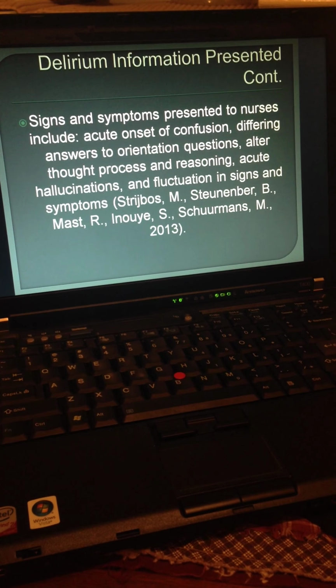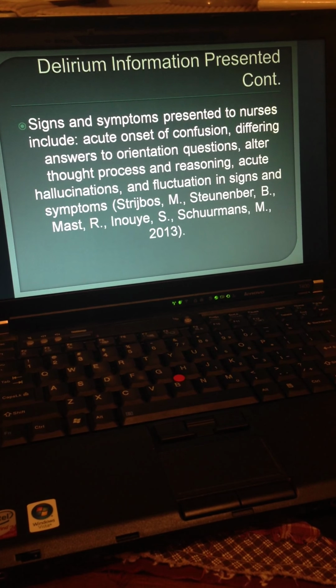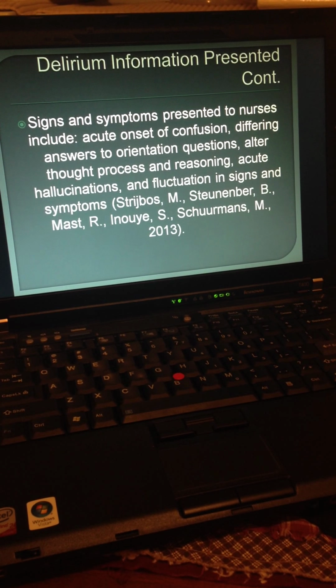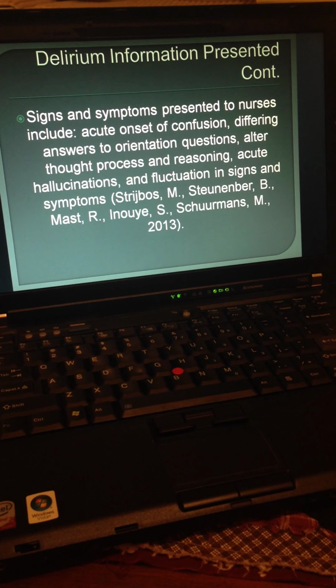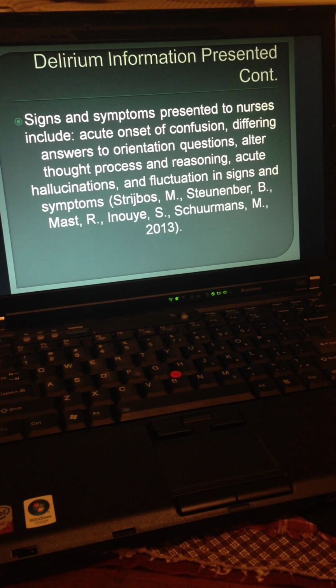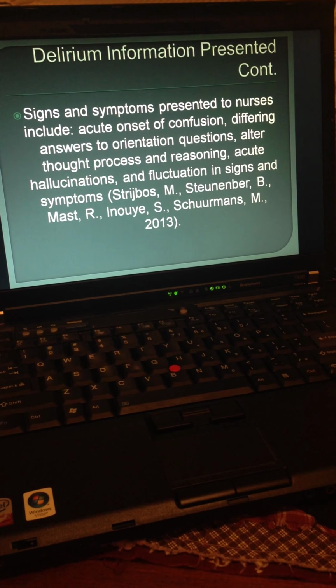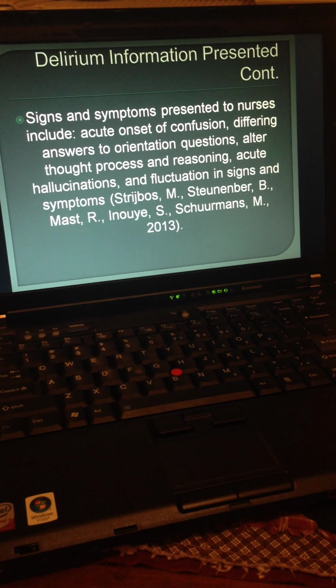Symptoms presented to nurses include acute onset of confusion, differing answers to orientation questions, altered thought process and reasoning, acute hallucinations, and fluctuations in signs and symptoms.